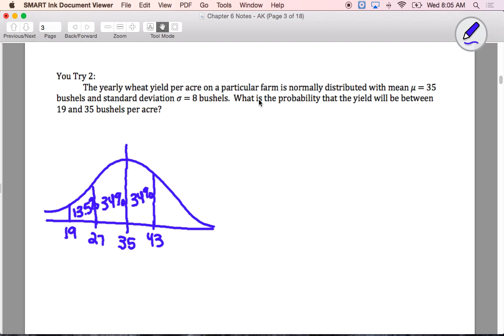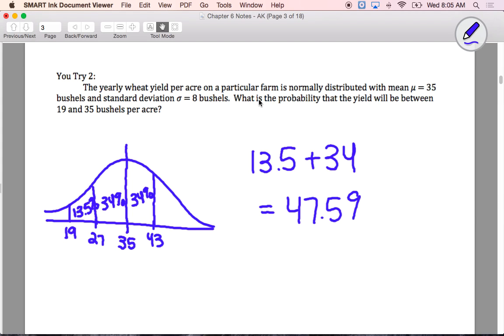So now if we want 19 to 35, we have to take 13.5 plus 34. So when I add those two together, we're going to get 47.5%. Now it says what's the probability, so we have to turn that into a decimal. So 0.475.